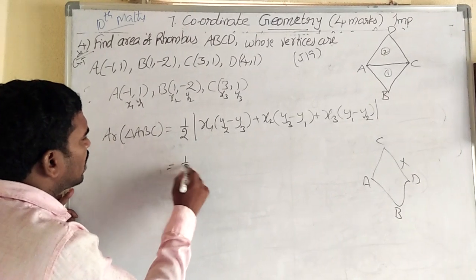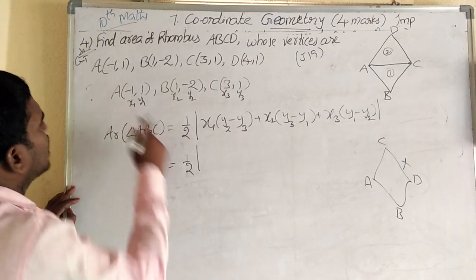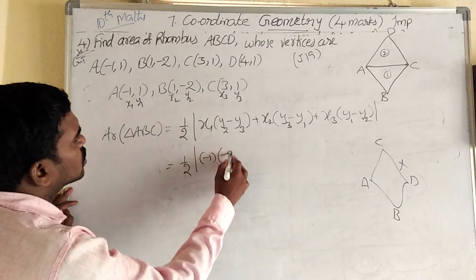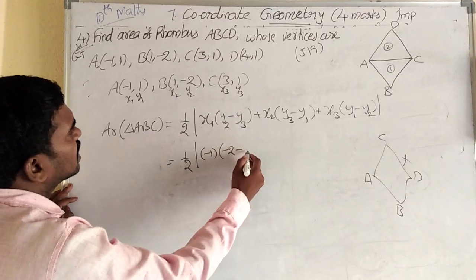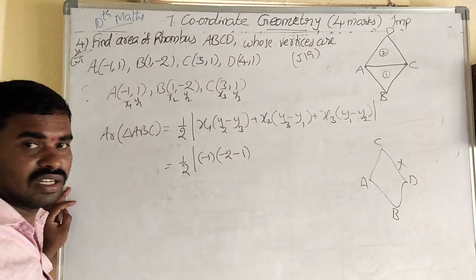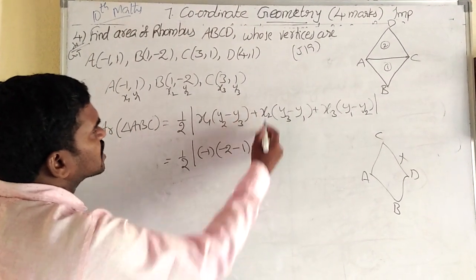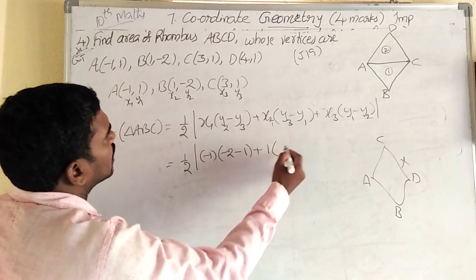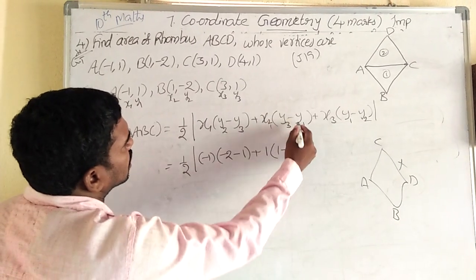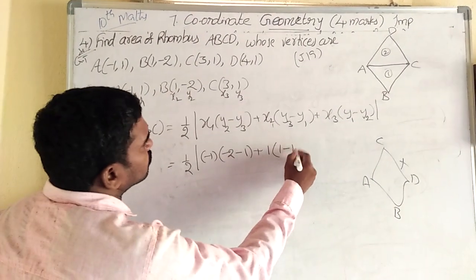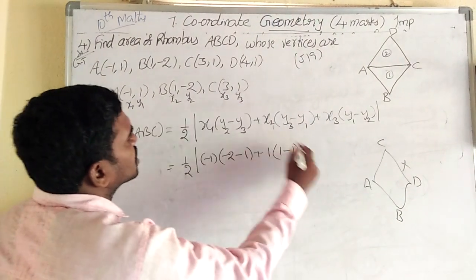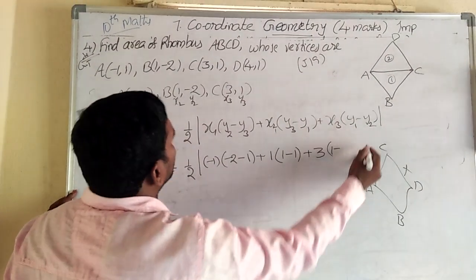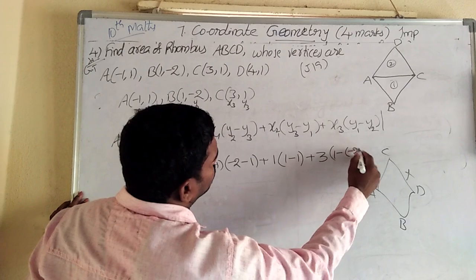Okay, this is equal to 1 by 2 as it is, modulus x1. What is x1? Minus 1. Next start bracket y2. What is y2? Minus 2. Next minus, next y3. What is y3? 1. Okay? Next plus, next x2. What is x2? 1. So instead of x2, 1. Next bracket y3. What is y3? 1. Next minus, next y1. What is y1? 1. Next plus, next x3. What is x3? 3. Next y1. What is y1? 1. Next minus, next y2. What is y2? Minus 2.